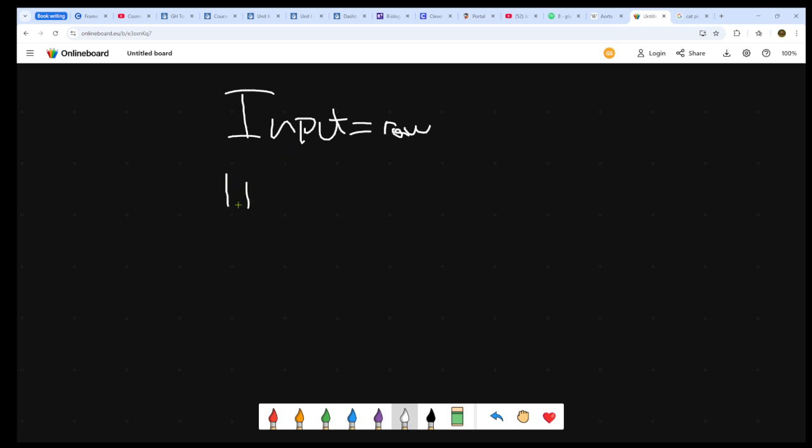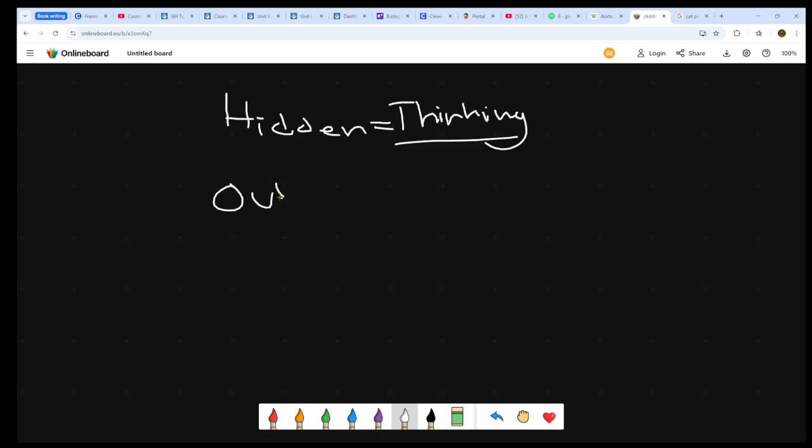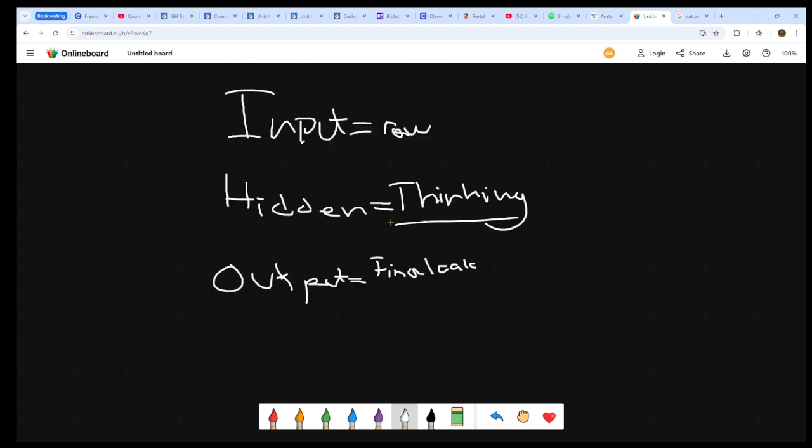The hidden layer is what we don't see. We don't see what's going on. It's just the thinking process of the machine, a thinking process that finds patterns and extracts features. We've understood that. It's very important. Now the third is the output. After it's gone through the thinking process, we get an output. That output is a final calculation, and that is the final calculation, right?